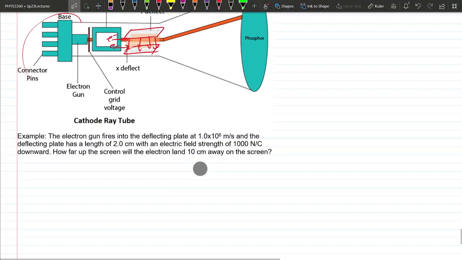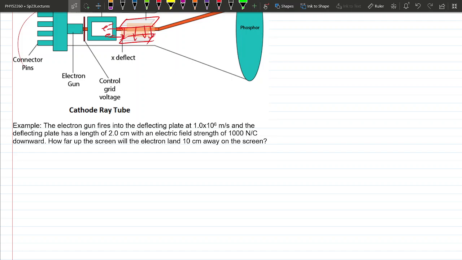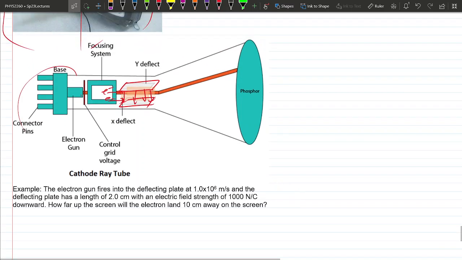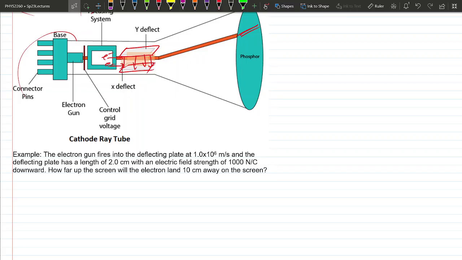Anyway, so what we can do is calculate exactly where horizontally it's going to hit the screen if you know the electric field in here, and also the length of this thing called the deflecting plate.